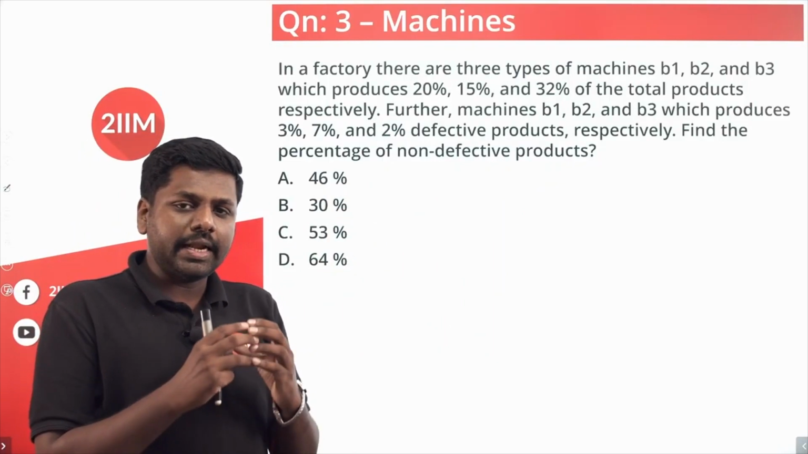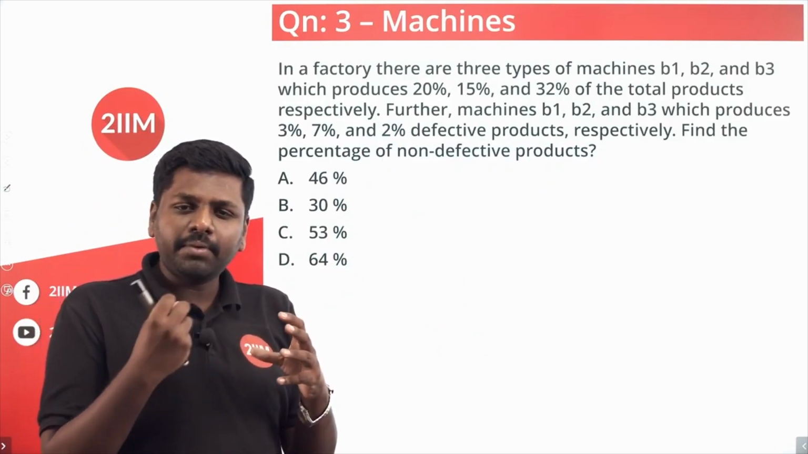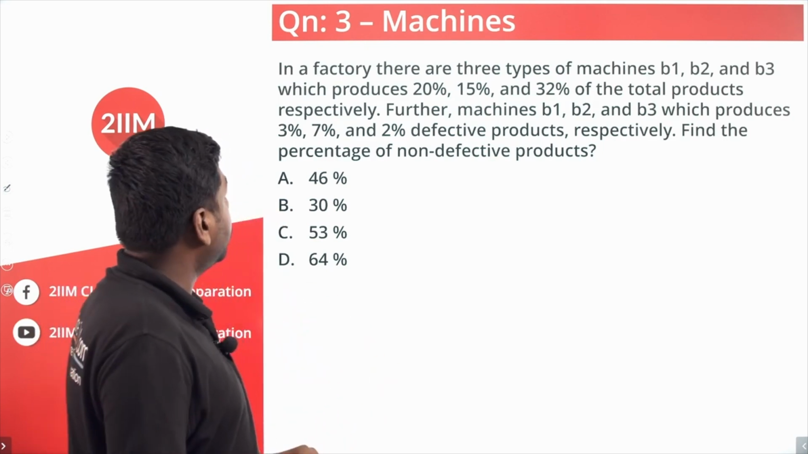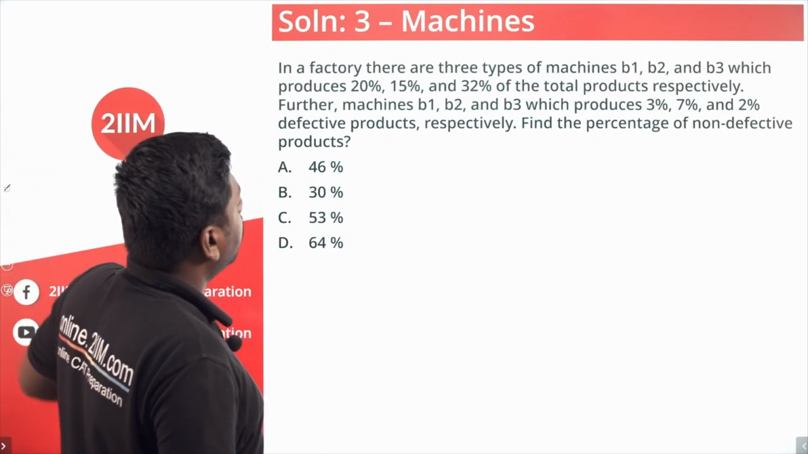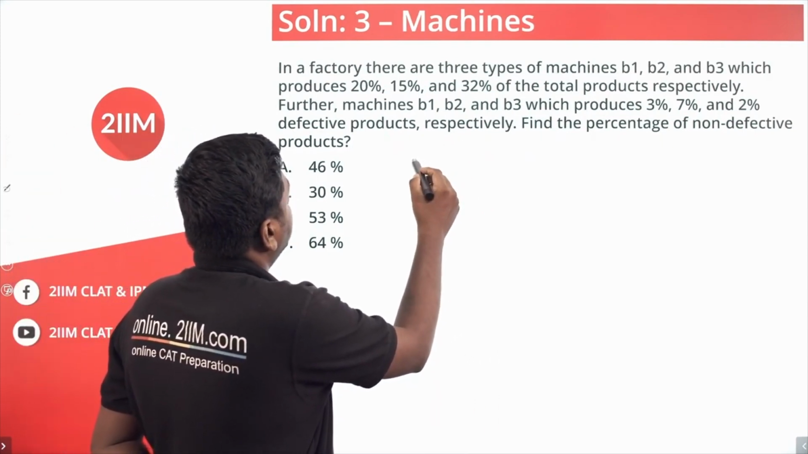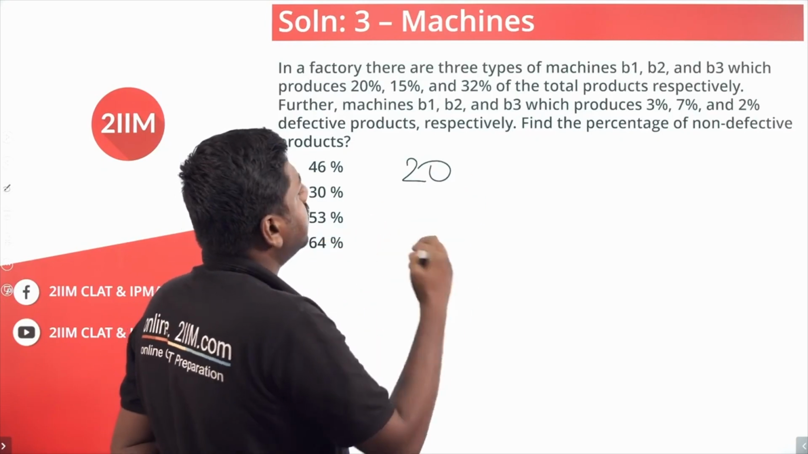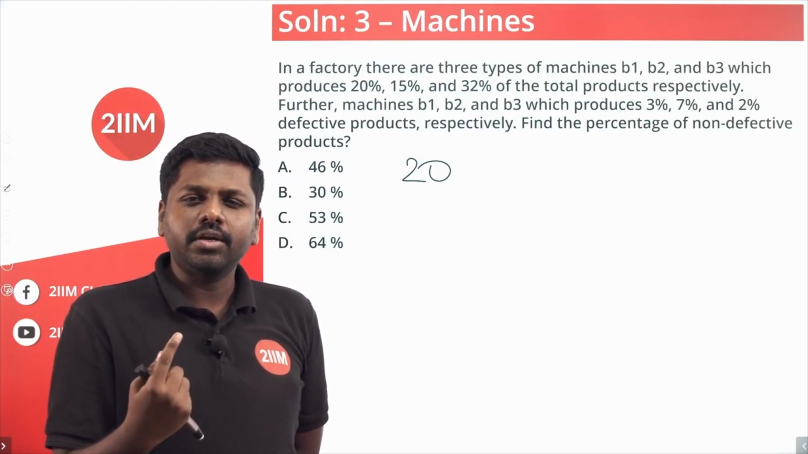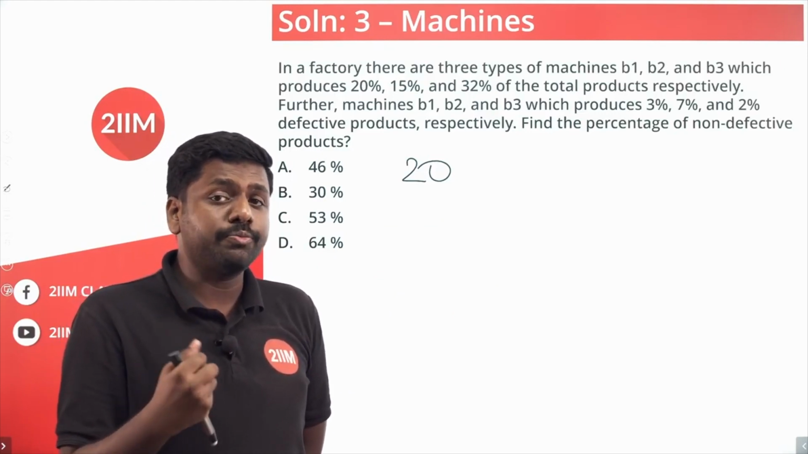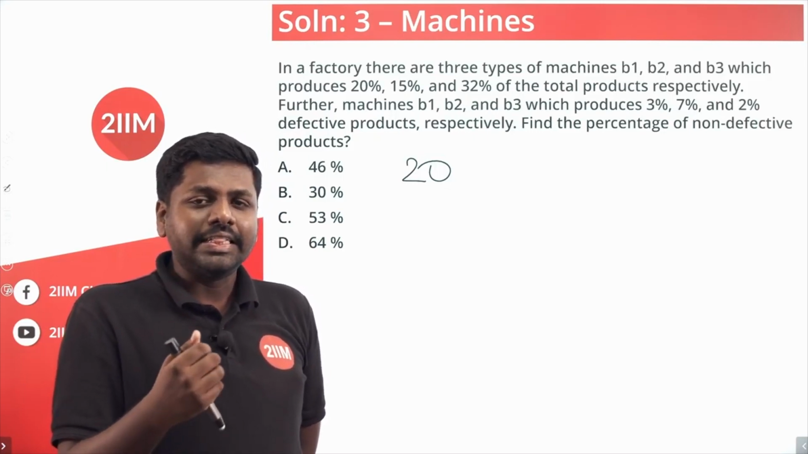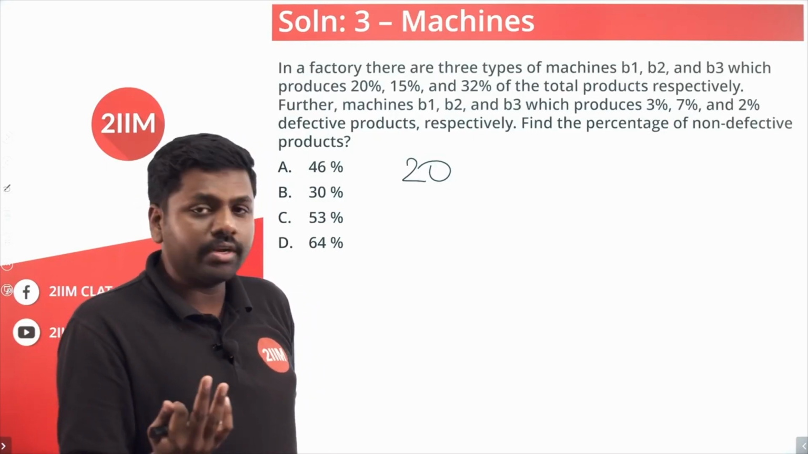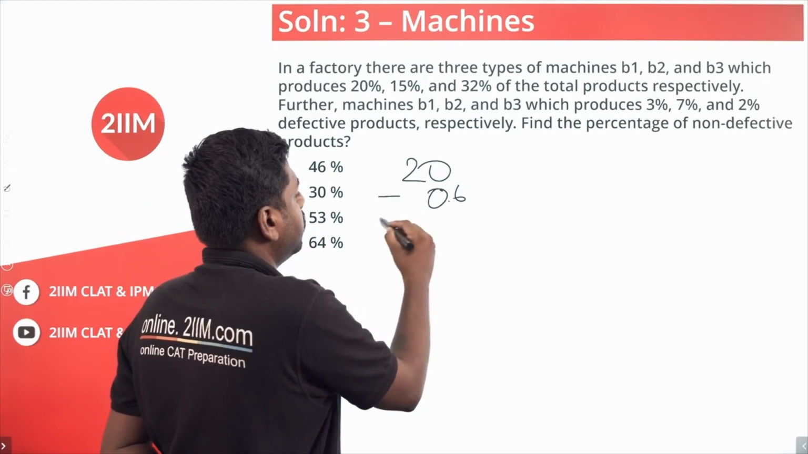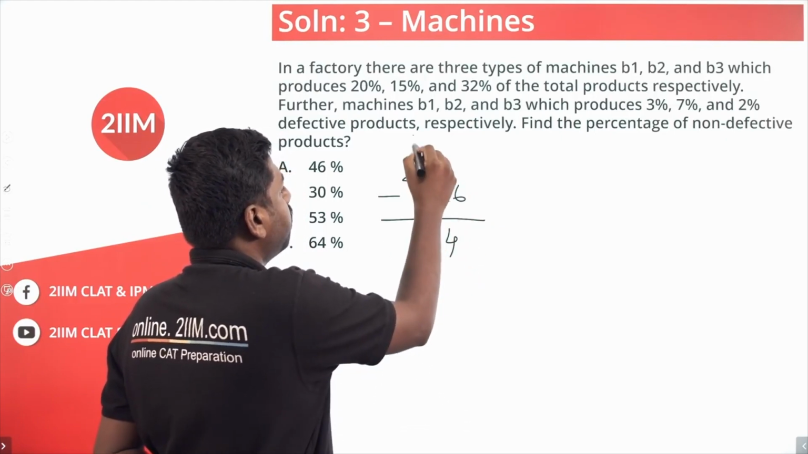So you take the number of products produced and subtract the defective products. You will get the non-defective products. A very easy way to look at it. So let's go here. B1 has 20, out of which 3% is defective. 1% is 0.2, since 10% is 2. 3 times that is 0.6. So you get 19.4 for B1.